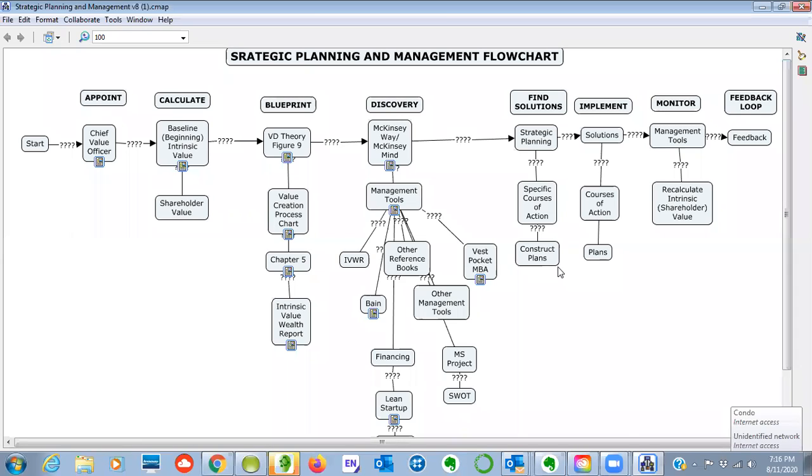So you bring it all together to really try and find the solutions to what the company needs to do to reach its objective of creating shareholder value. And when you identify those solutions, then you have to implement them. So you're implementing the solutions, the courses of action, and the plans.